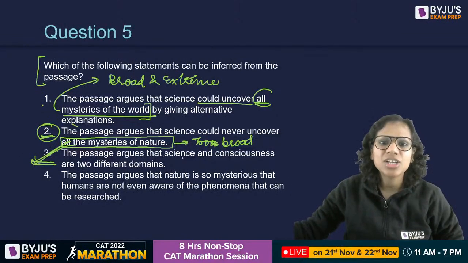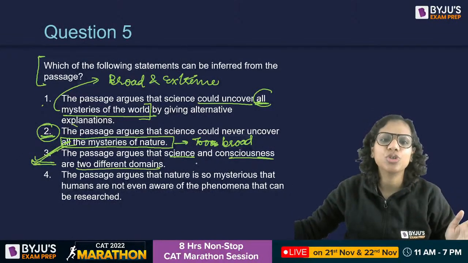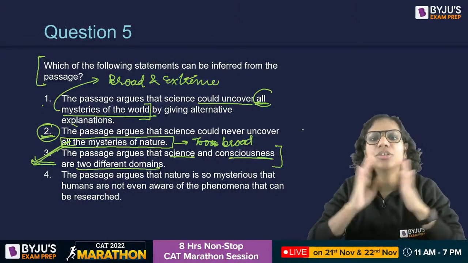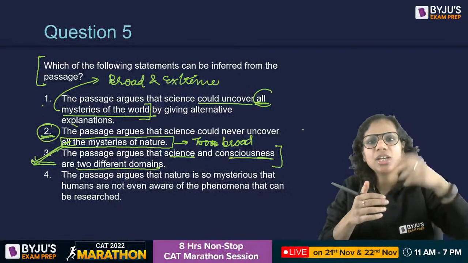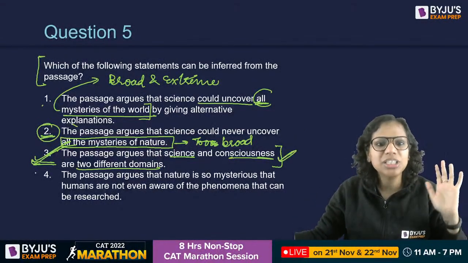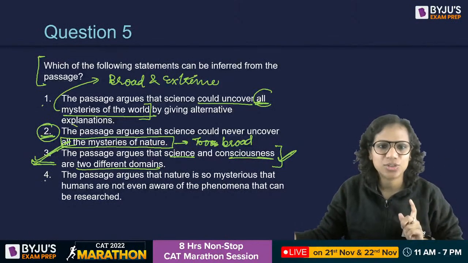Third says the passage argues that science and consciousness are two different domains. Yes, towards the end, the author comes to this view that they are two different things. Science was created by taking consciousness out of matter. So, yes, this is something that is substantiated by my passage.